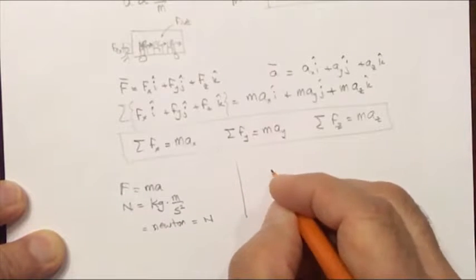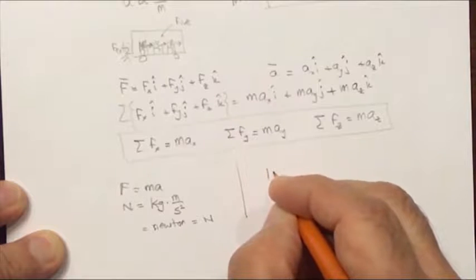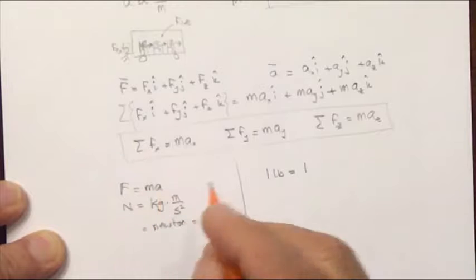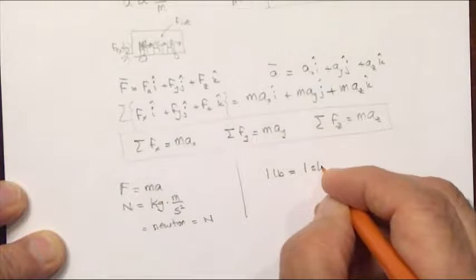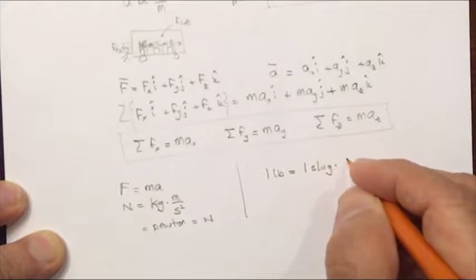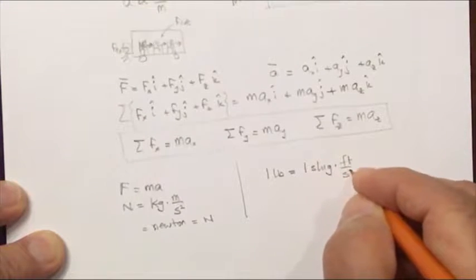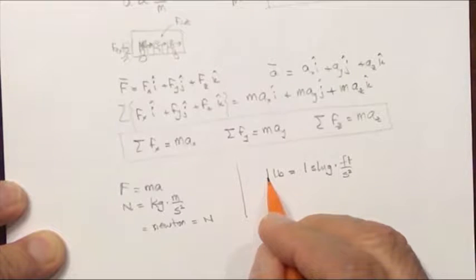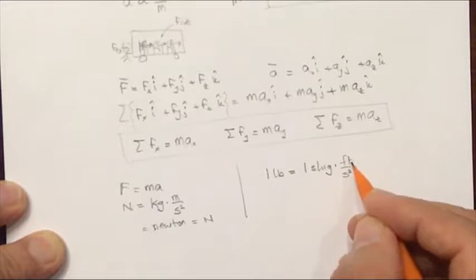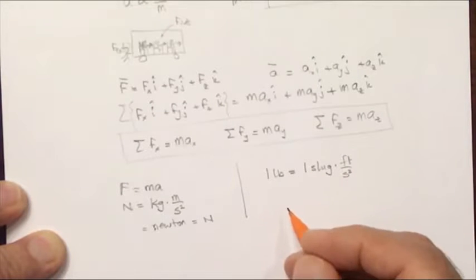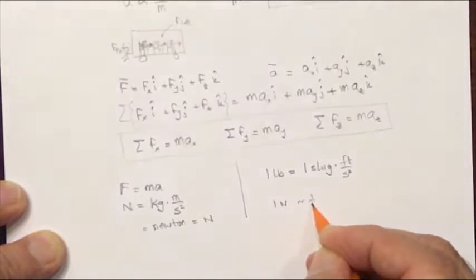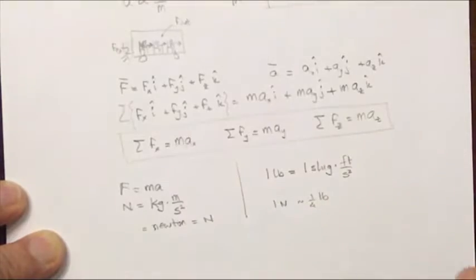In the US customary system the unit is a pound, and 1 pound is equal to, again, mass times acceleration. So mass is a slug, if you recall, and the acceleration is feet per second square. So 1 pound is that force that accelerates 1 slug at the rate of 1 foot per second square. Newton is somewhat smaller. 1 Newton is almost a quarter of a pound. So a pound is like 4 newtons.